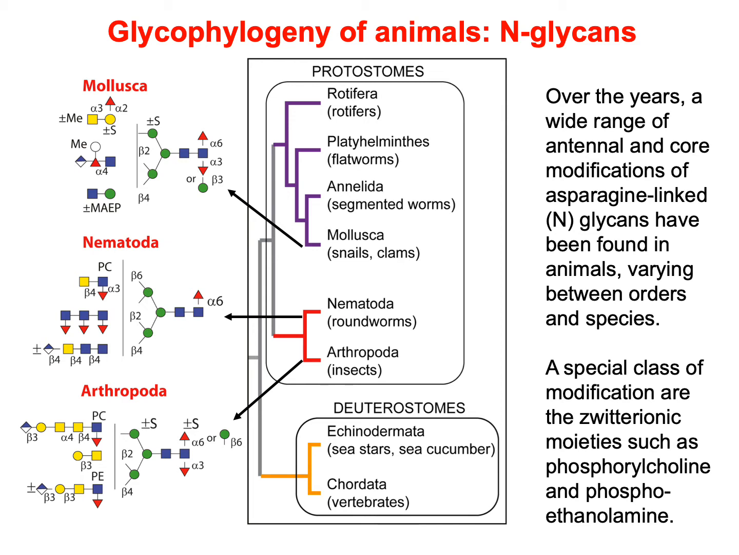So, for instance, in mollusks, we have found sulfated blood group A, glucuronylated fucose, monomethyl aminoethyl phosphonate, in nematodes, phosphorylcholine, fucosylated antennae, or even in one species, glucuronylated antennae, and in arthropods, that means in this case we've examined insects, glycans with phosphorylcholine, phosphoethanolamine, and glucuronic acid on them.